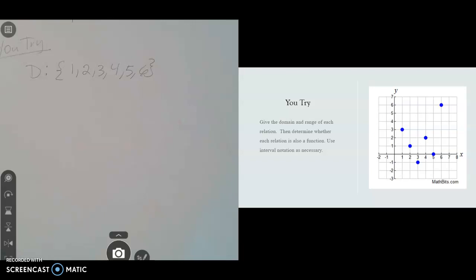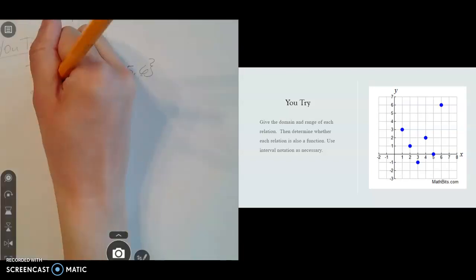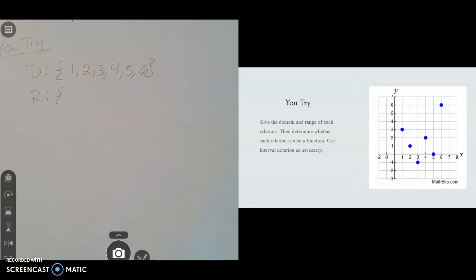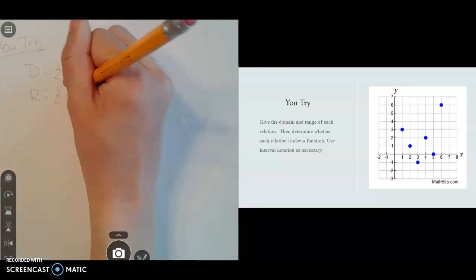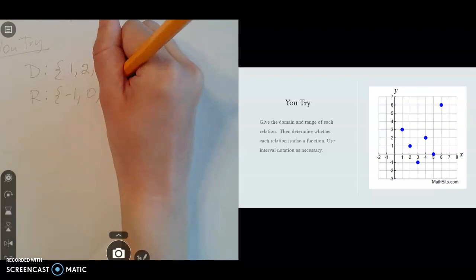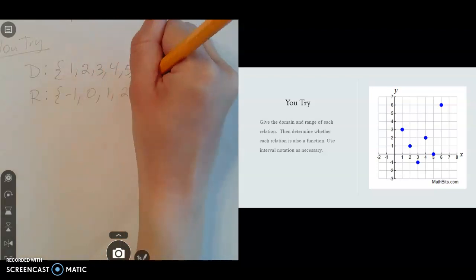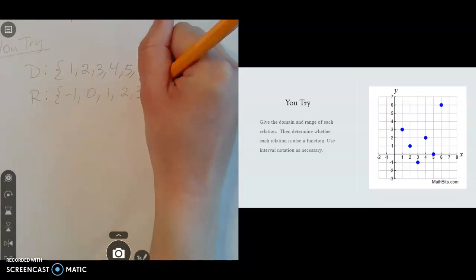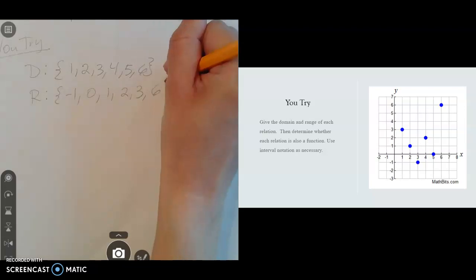Those x values all have a point on them, above them, or below them, but they use those x values, okay? For the range, those are the y values that get used, and I'm just going to go from the bottom up. So the first y value that gets used is -1. Then 0 has a point with it, 1 has a point, 2 has a point, 3 has a point, and all the way up to 6 in our y values.